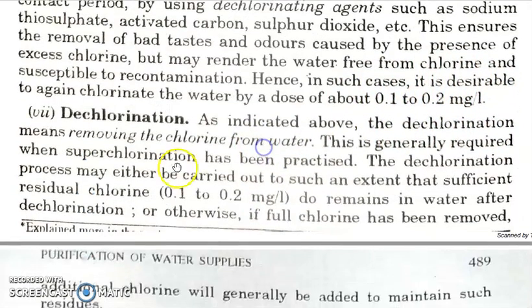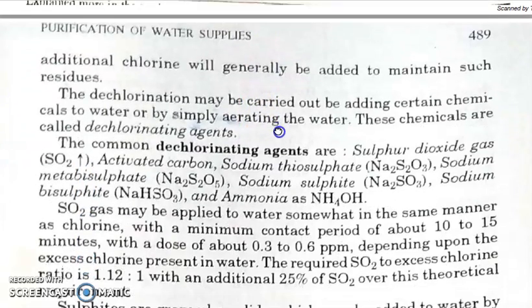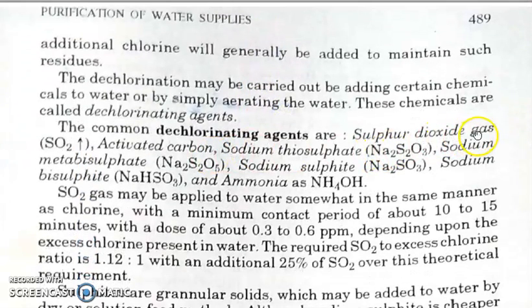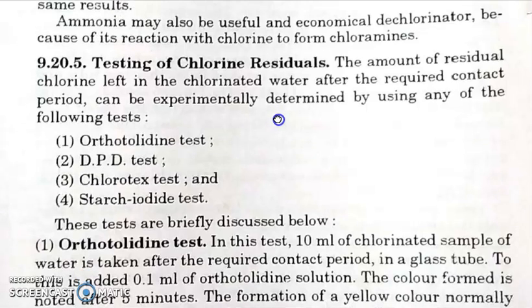Now the last one is dechlorination. As I mentioned here, dechlorination is the removal of chlorine from the water, and it is generally required when superchlorination is practiced. Now there are many dechlorinating agents which are used. You can see here sulfur dioxide gas, activated carbon, sodium thiosulfate, sodium metabisulfite, like that. So these are the different common dechlorinating agents which can be used for removing the excess amount of chlorine.